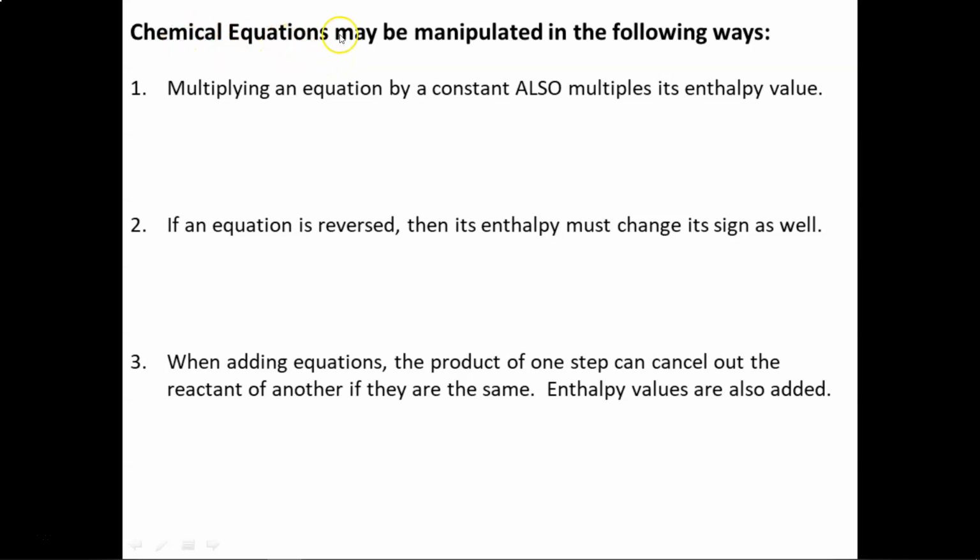Alright, so chemical equations may be manipulated in the following ways. Method number 1, multiplying an equation by a constant also multiplies its enthalpy value. So in this reaction over here, A plus 3B produces C and also 100 kilojoules of energy. Since the energy is written on the product side, this is an exothermic reaction.